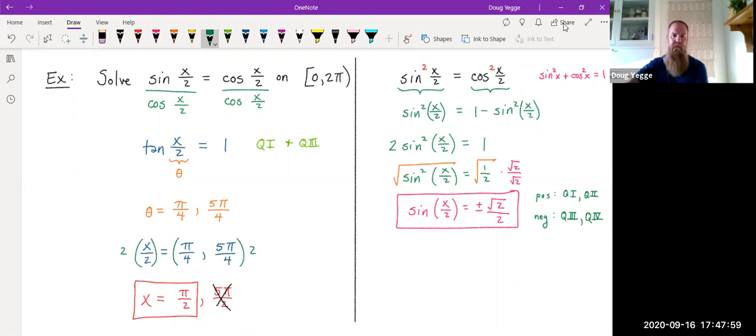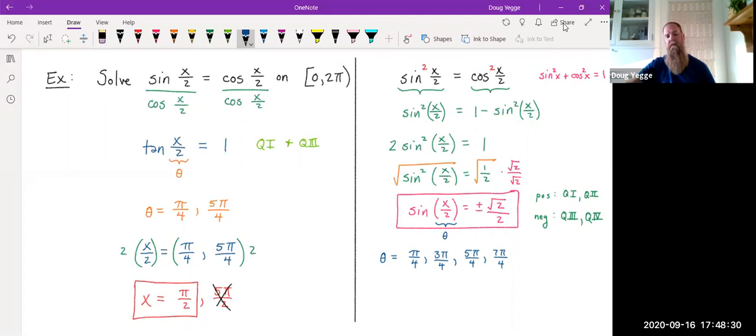Okay, well, we know that sine of x over 2, or if we allow this quantity right here to be theta, then we know that the angles are going to be pi over 4. That's the first quadrant angle. The second quadrant angle would be 3 pi over 4. The third quadrant angle would be 5 pi over 4. And the fourth quadrant angle would be 7 pi over 4. So whenever we take the square root, we can't forget the plus or minus.